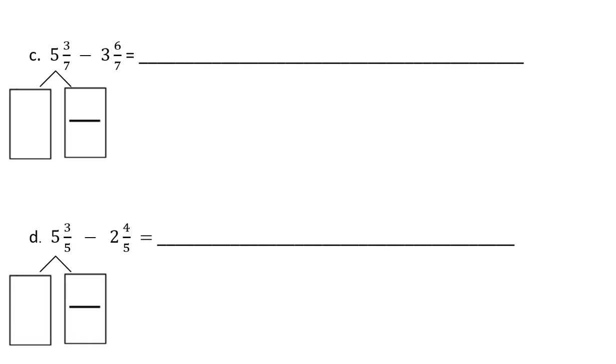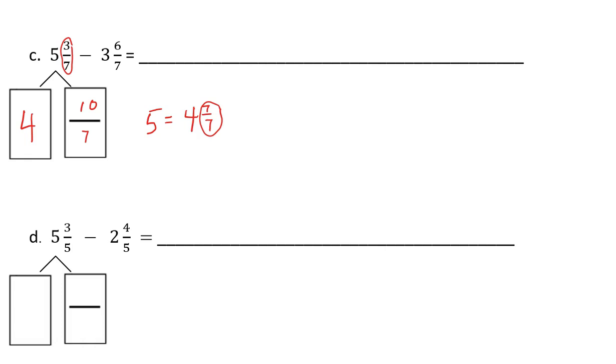Since I'm working with sevenths, I'm going to think of 5 as 4 and 7/7. That's the same thing as 5. 4 is my new whole number. I'm going to take the 7/7 and combine it with the 3/7 for a total of 10/7. Now I can subtract my whole numbers and subtract my fractions to come up with my final answer.